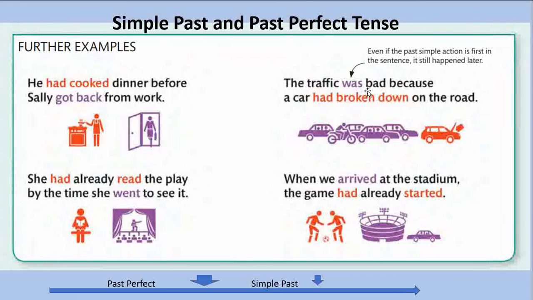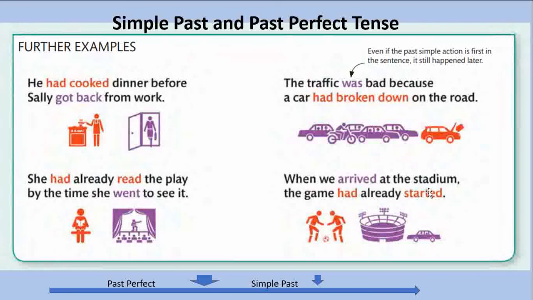The traffic was bad because a car had broken down on the road. Now, simple past is that the traffic was bad, and the faraway action is that a car had broken down on the road. You can see in the sentence construction, the action that took place nearest in time was placed first in the sentence. Even if the simple past action is first in the sentence, it still happened later. That means the meaning doesn't change at all.